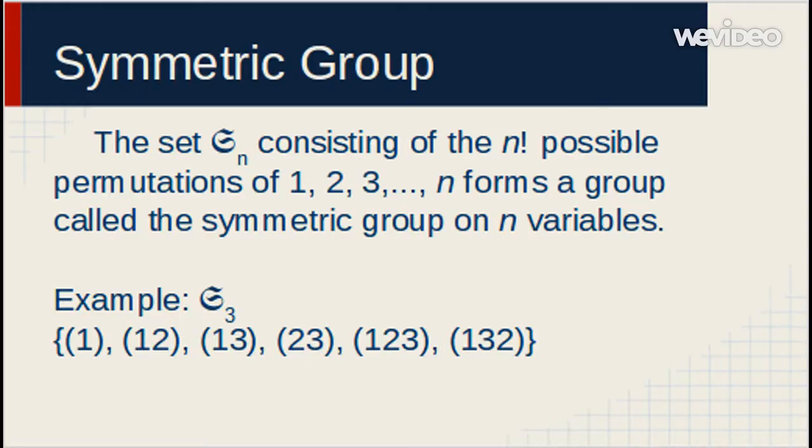Now, a symmetric group essentially is all of the possible permutations with n elements. The formal definition says that the set S sub n consisting of all the n factorial possible permutations forms a group called a symmetric group on n variables. So what's an example? Well, let's try S sub 3. So there are 3 elements that we have to work with. Well, we have the identity, which is (1)(2)(3). And then we have (1 2), and 3, of course, stays in the same spot. And then (1 3), where 2 is fixed. And then (2 3), where 1 is fixed. Now we have the ones with all 3 elements in the permutation. So then we have (1 2 3) and (1 3 2).